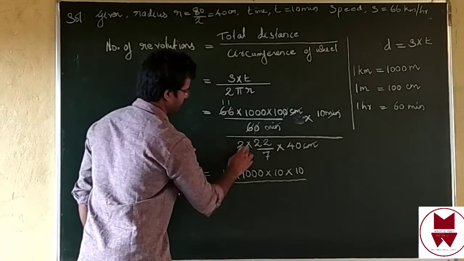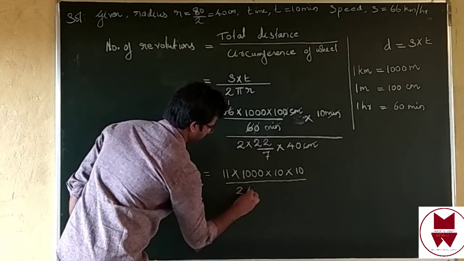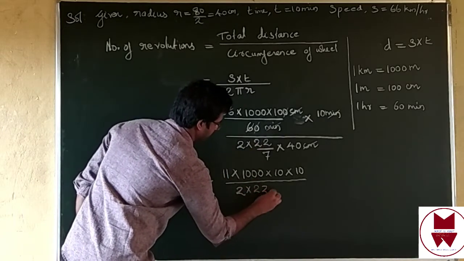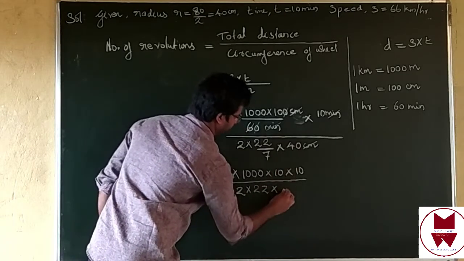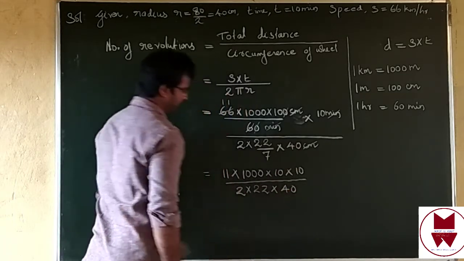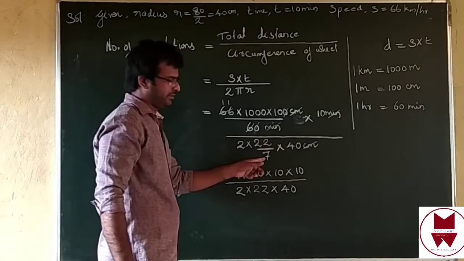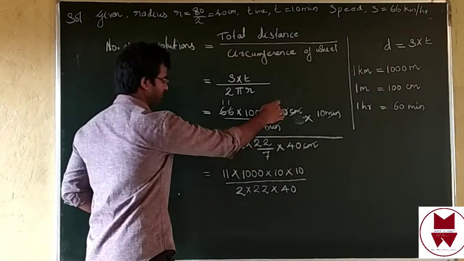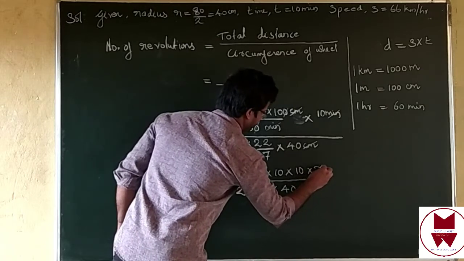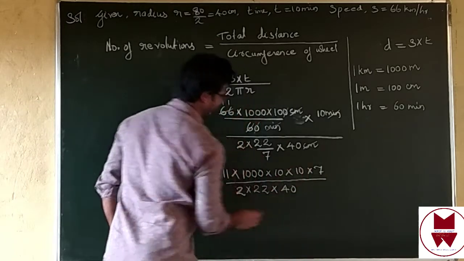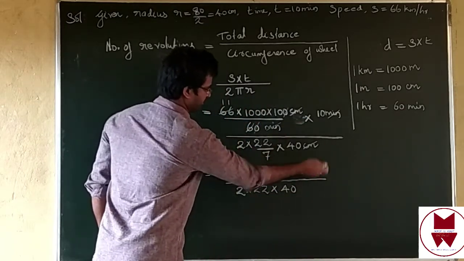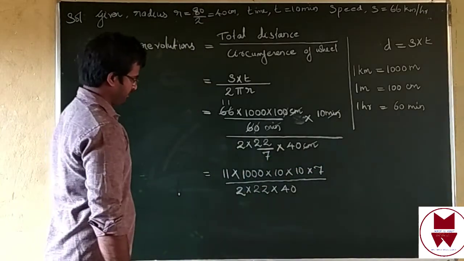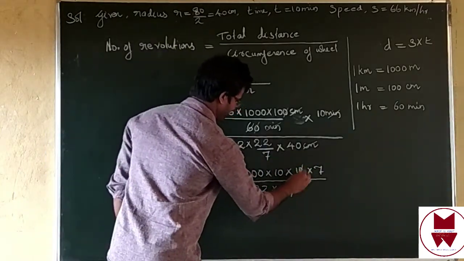All divided by 2 into 22 into 40. Then 22 divided by 7 is there. Take the reciprocal of 22 by 7, that means the 7 will come upside. We can write the 7 just upside here. Okay, now cancel. 0 and 0 cancel.